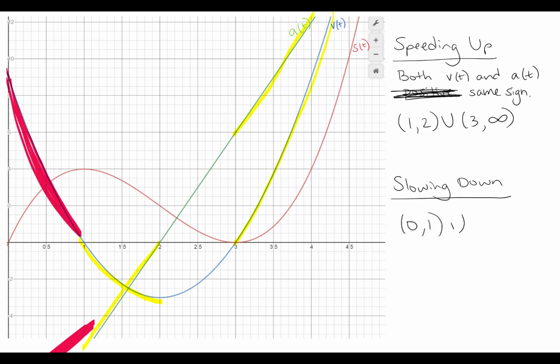Is there anywhere else this happens? Yes, there is. We have a negative velocity from 2 to 3 seconds, so the car would be traveling in reverse, but my acceleration is now positive. So when I'm hitting the brakes, the acceleration is in the opposite direction as the velocity, and that would slow the car down. So we are also slowing down from 2 to 3 seconds here.